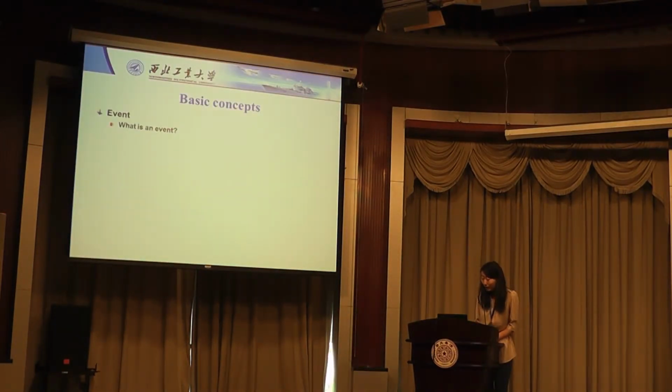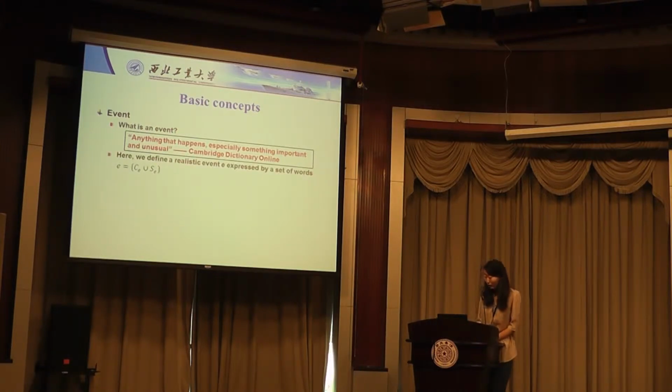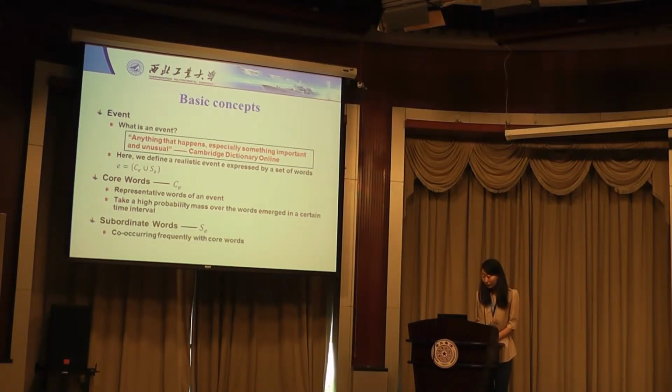Now let's see some basic concepts in our paper. First, what is an event? According to the Cambridge Dictionary Online, an event is anything that happens, especially something important and unusual. Here we define a realistic event E expressed by a set of words, as this formula shows. E consists of the core word set CE and the subunit word set SE. The core words are representative words of an event, which take a high probability mass over the words emerged in a certain time interval. And the subunit words are words co-occurring frequently with core words.